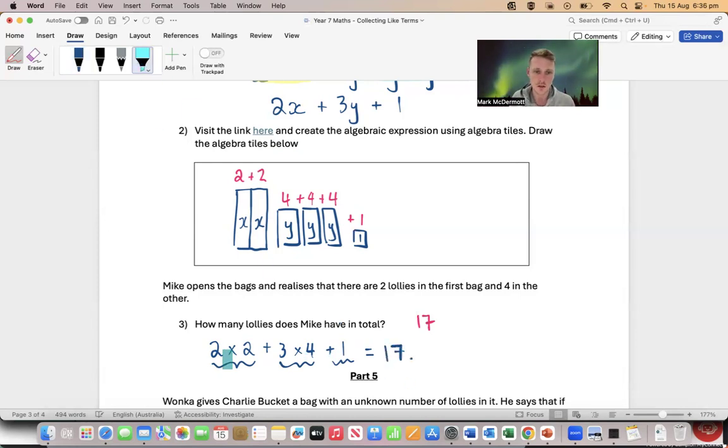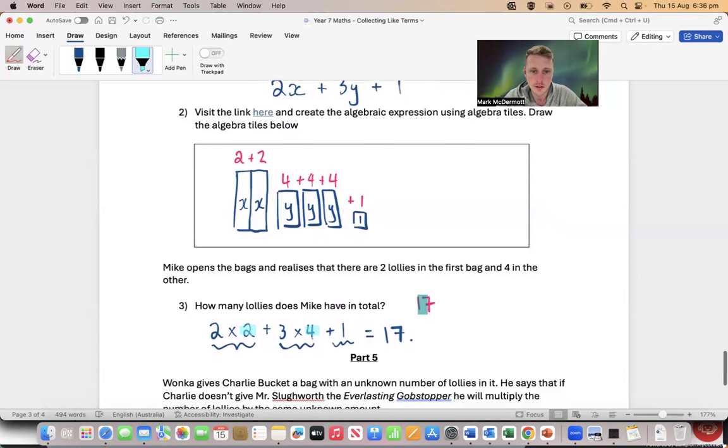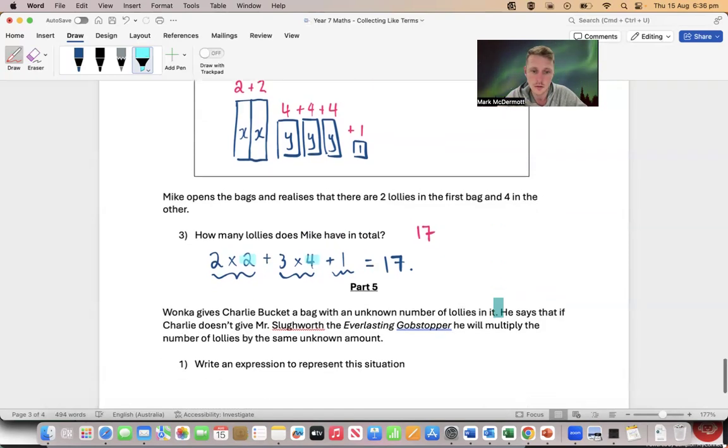Okay, so again, we've made a substitution. Once we know what these values are, we substitute them in using multiplication, okay? Because multiplication is repeated addition. It's a large idea that we're trying to sort of wrap our head around with this.